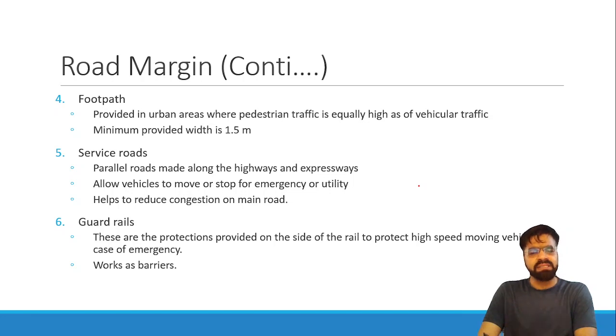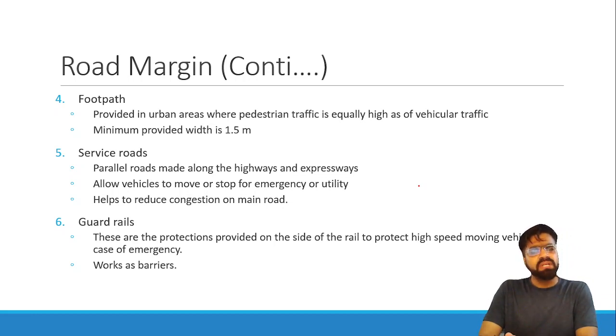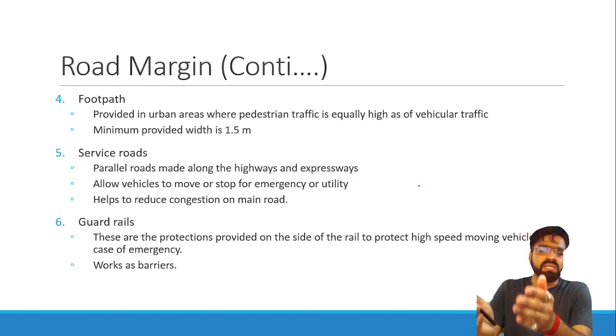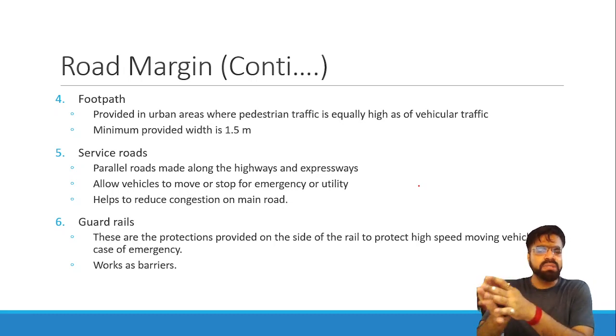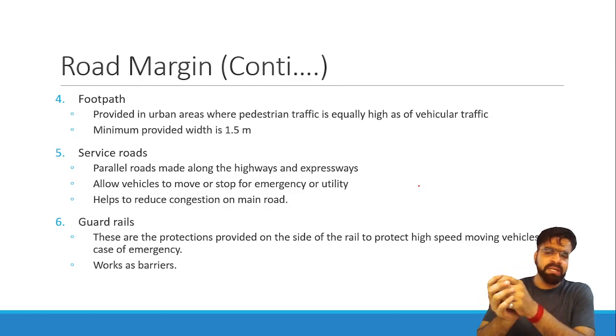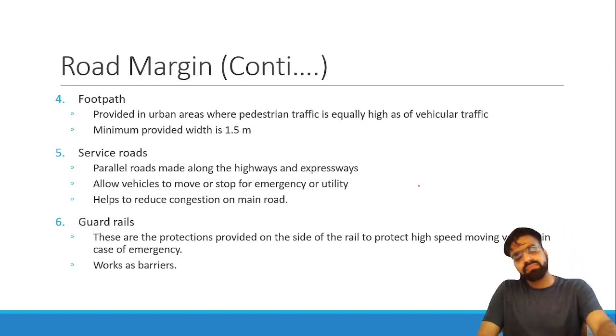meter. A service road is an additional road which is provided parallel to the main road. This service road helps us to allow some of the traffic to divert, because if they want to divert or stop for some emergency or something, they can use that space for diversion or whatever purpose they want. So a service lane can be provided parallel to highways or expressways for utility. Guardrails we already talked about. They work as barriers against oncoming vehicles during accidents.